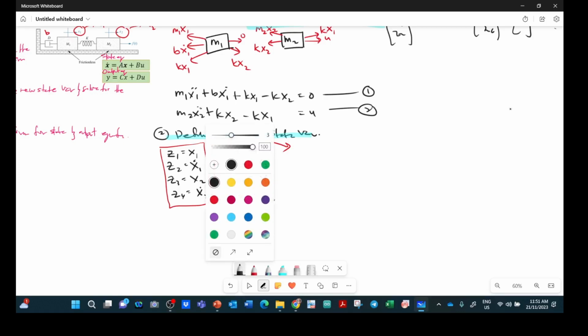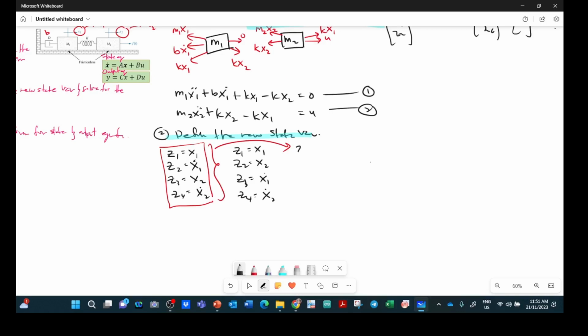Let's continue. We haven't finished defining it, so we continue from here. Z1 dot equal to X1 dot, right? Do you see anywhere here X1 dot? X1 dot is this one, right? So you can directly write it out, Z1 dot equal to Z2. So you have the third equation. Continue, Z2 dot equal to X1 double dot. Do you have this answer yet? No, right? So you need to solve for this. Z3 dot equal to X2 dot. Do you have X2 dot anywhere here? Yes, you have Z4, so equal to Z4. So you have the fourth equation.